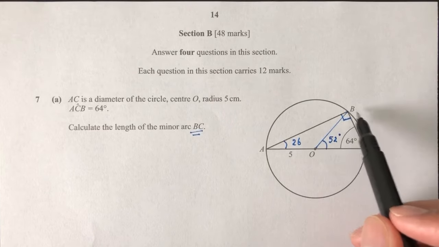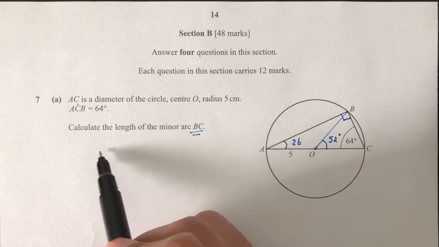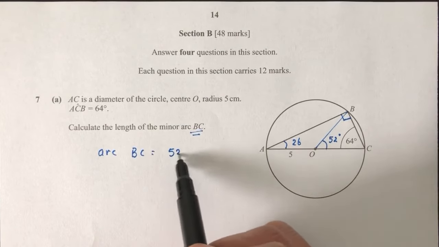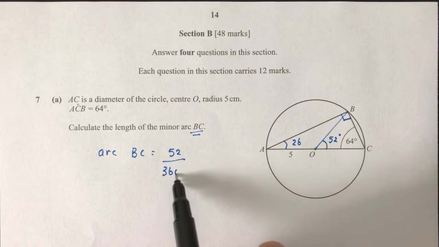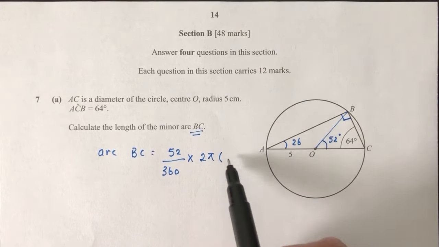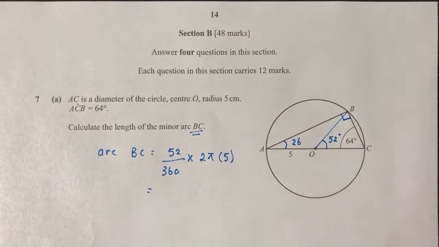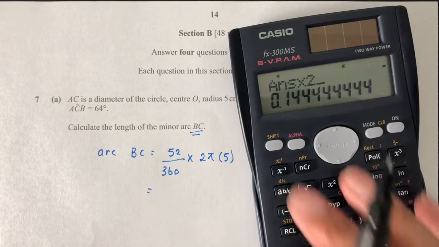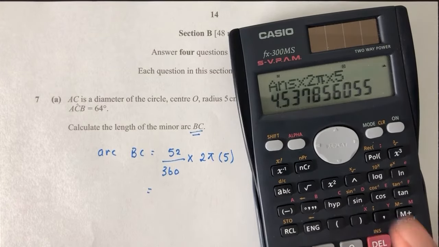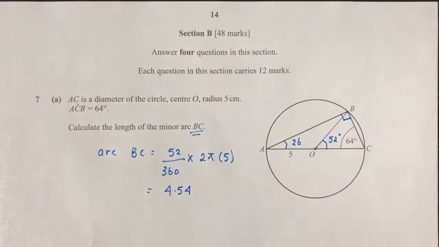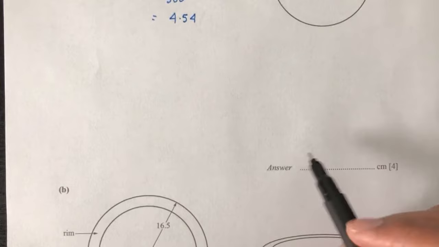So now we can find the length of the arc. So arc BC is equal to 52 divided by 360 times 2 pi r, where r is 5. So let's solve. We have 52 divided by 360 times 2 pi times 5. That will be 4.54. So that is your length of arc for part 1.